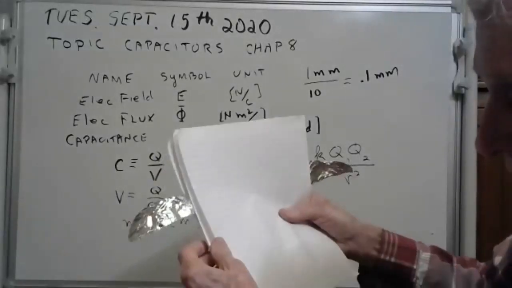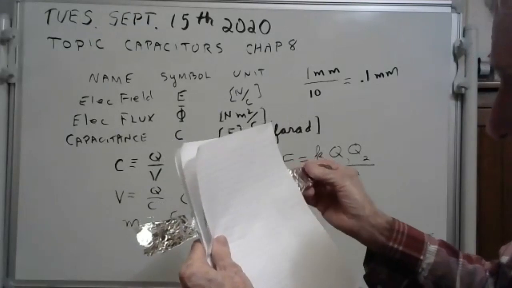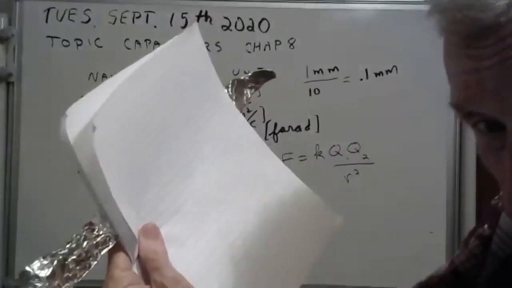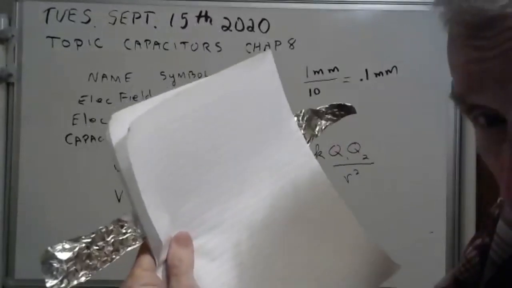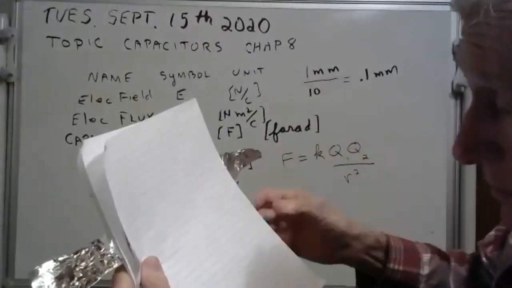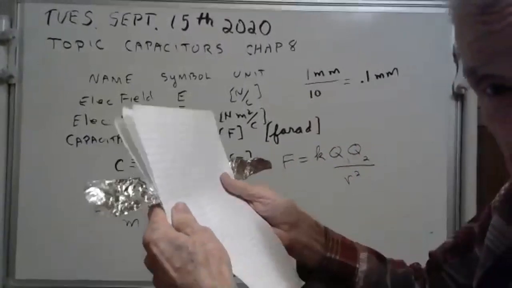Now, the reason I made these panhandles on my aluminum strips is I need to have a connection. Capacitors have 2 wires coming out of them. These aren't wires, they're just aluminum strips, but I can connect those. I've got myself a capacitor.